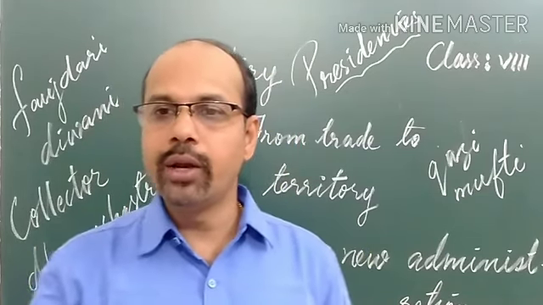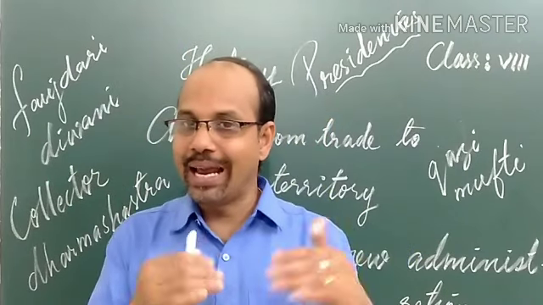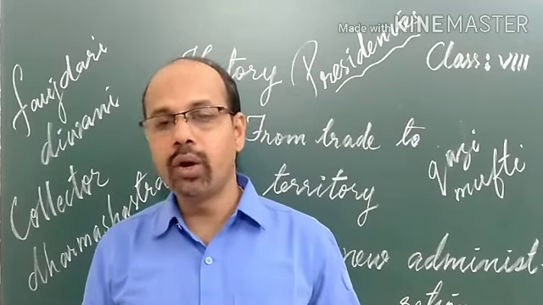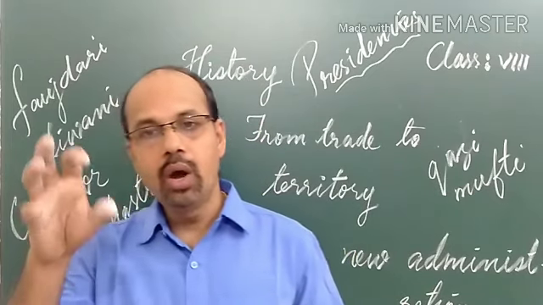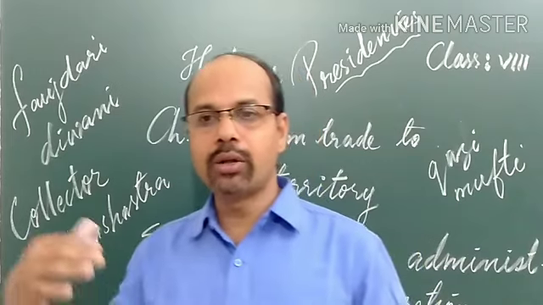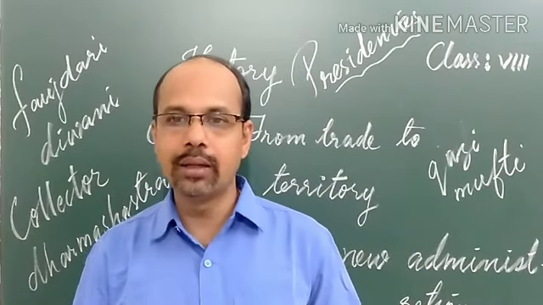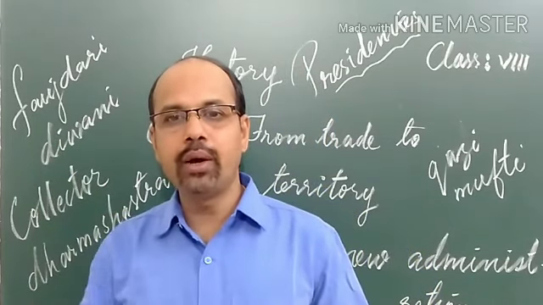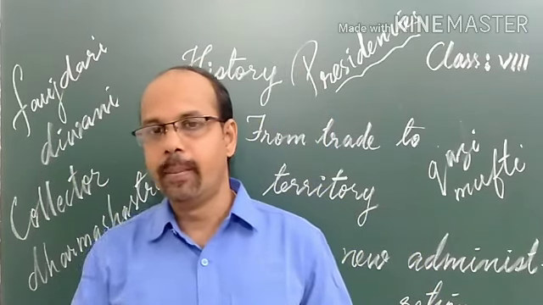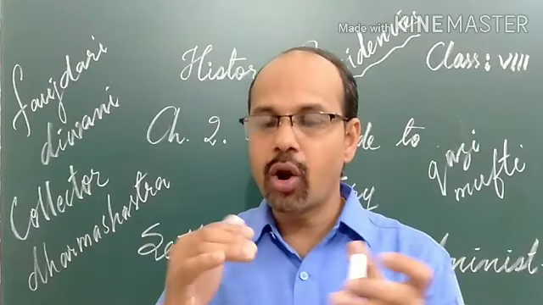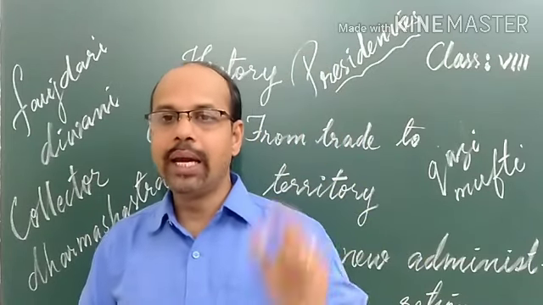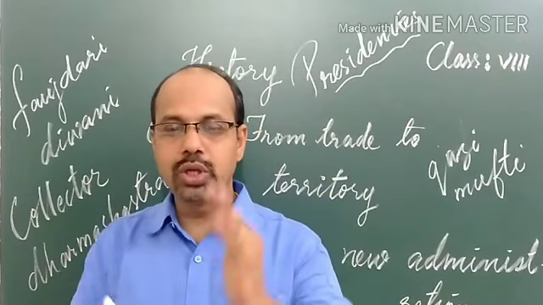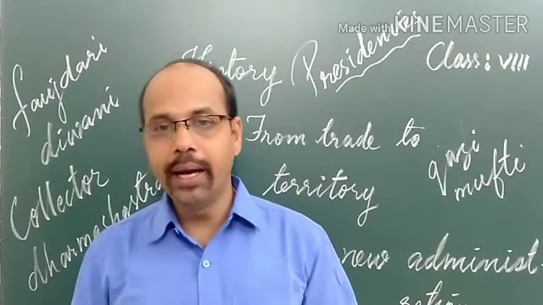Under the Regulating Act of 1773, European judges were introduced. A new Supreme Court was also established, while a Court of Appeal, the Sadar Nizam Adalat, also existed in Calcutta. We know that the most important figure in the Indian district was the collector, the highest authority in a district.